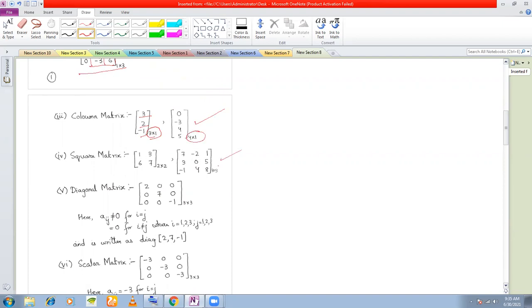Square matrix: any matrix in which the number of rows is the same as the number of columns. This is a matrix of order 2, many of which you have done in class 10. This is a matrix of order 3, which mostly we'll deal with in class 11 now.